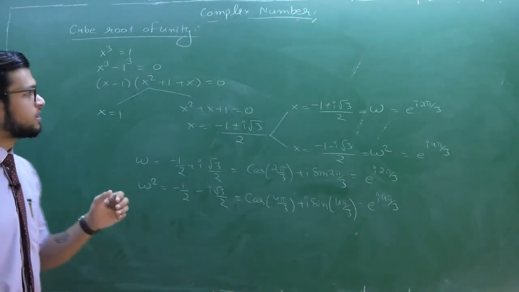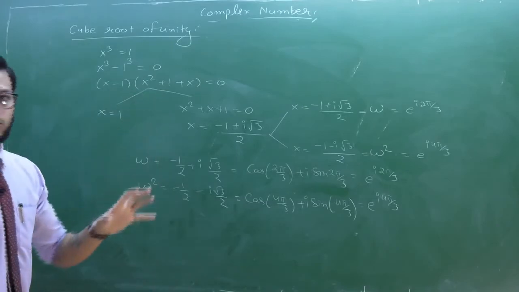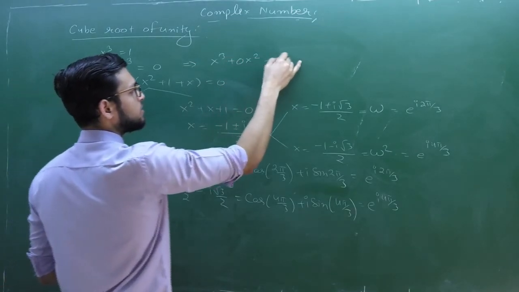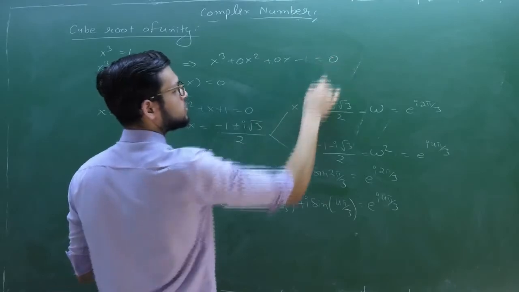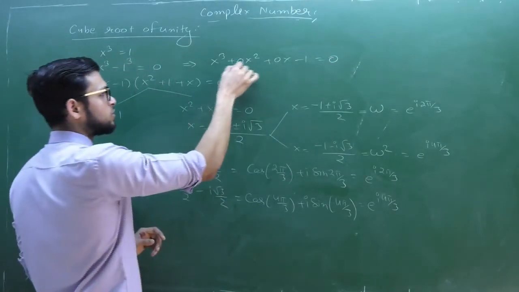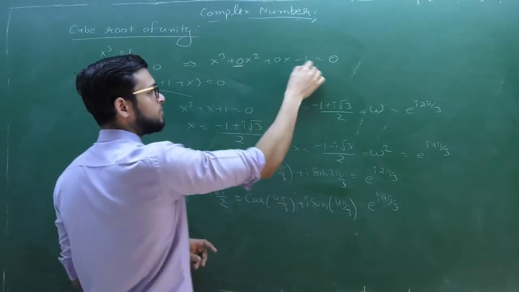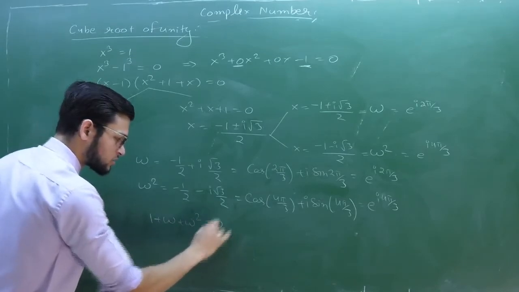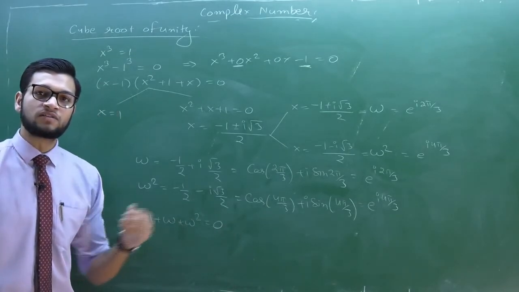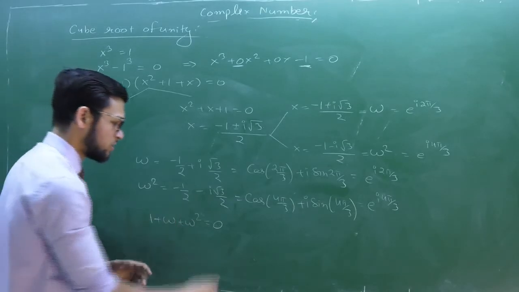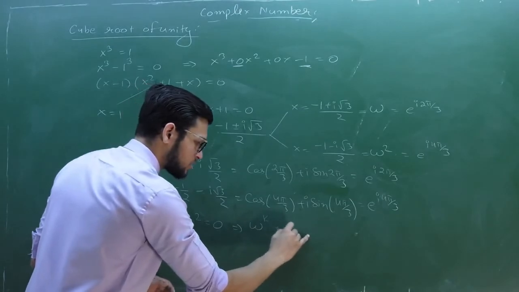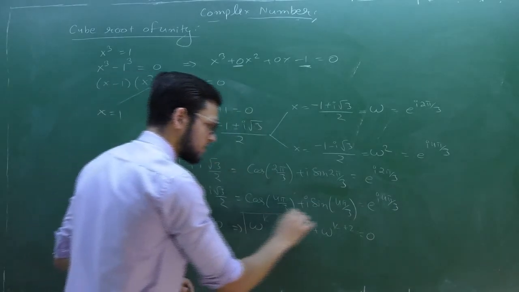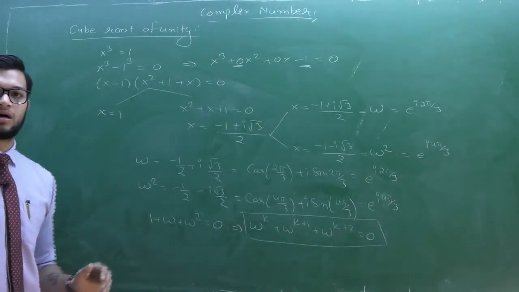After this we have some other relations also. We have x cube minus 1 is equal to 0. We can also write this equation as x cube plus 0x square plus 0 times x minus 1 is equal to 0. Now we can clearly say that the sum of the roots will be equal to 0 and the product of the roots will be equal to 1. It means 1 plus omega plus omega square is equal to 0, or you can simply say that the sum of 3 consecutive powers of omega is always equal to 0. It means omega to the power k plus omega to the power k plus 1 plus omega to the power k plus 2 will definitely equal 0.